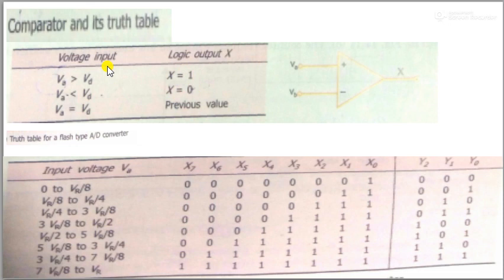And see here, if the input voltage is higher than the reference voltage, here the input voltage is denoted as VA and the reference voltage denoted as VD, the output of the comparator is equal to 1. If the analog input voltage is lesser than the reference voltage, the output of the comparator is 0. If the analog input voltage is equal to the reference voltage, the previous value is retained. So this is simple for the comparator. Based on the logic, the comparator will provide the output.